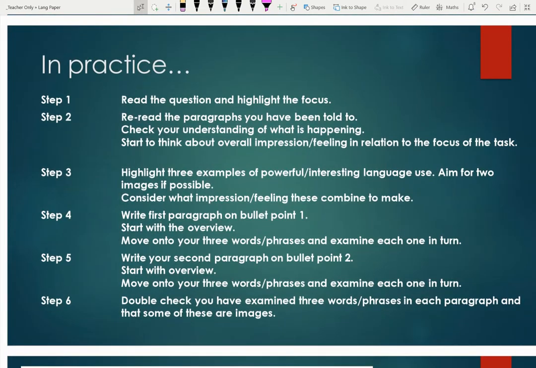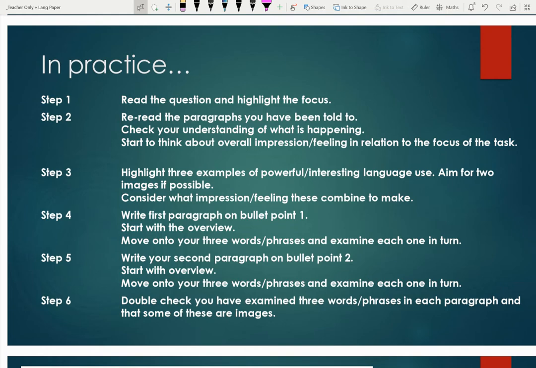So there's a 6-step process to how this works in practice. So you're in the exam. What do you need to do? You need to read the question first, obviously, and you need to highlight the focus. You need to make sure that you're choosing words and phrases from the paragraph that are connected in some way to the focus of the task. So, for example, in that first bullet point, what Clay sees and what Clay feels. Any other words are totally irrelevant. It needs to be focused on what Clay sees and feels. So highlight the focus so you're really aware of it.